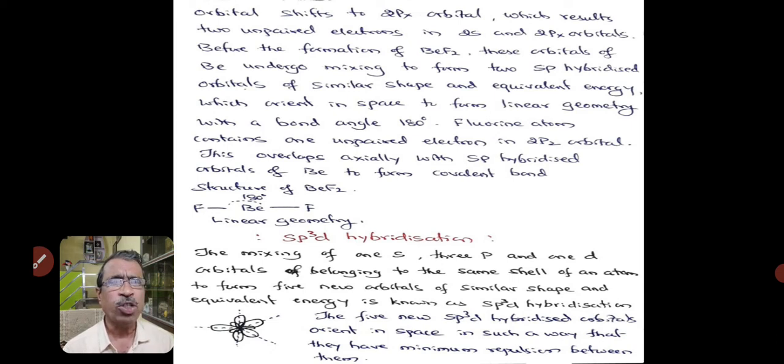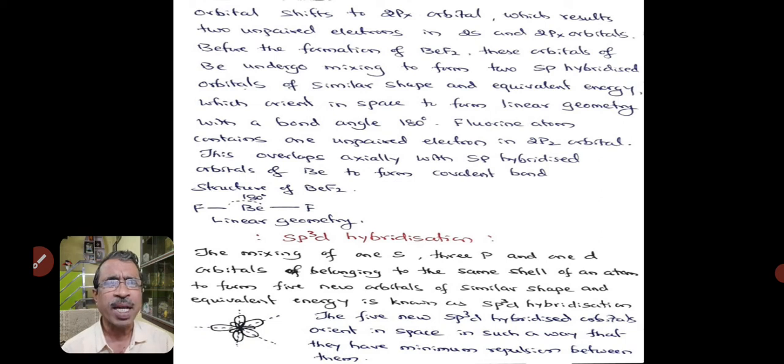Before the formation of beryllium fluoride, these orbitals of beryllium undergo mixing to form two sp hybridized orbitals of similar shape and equivalent energy, which orient in space to form linear geometry with a bond angle 180 degrees.